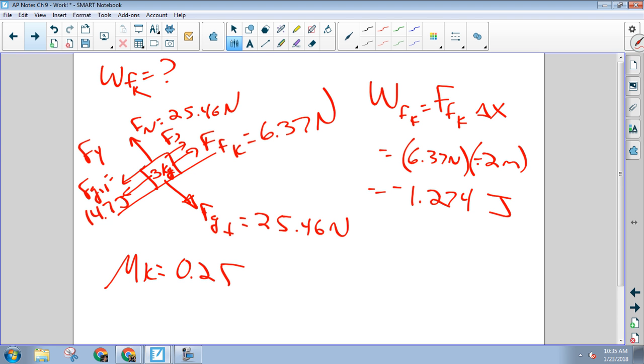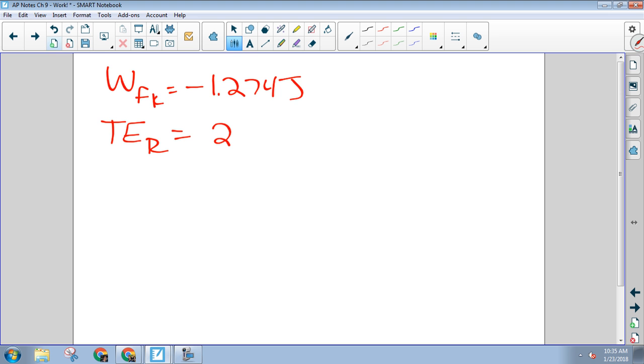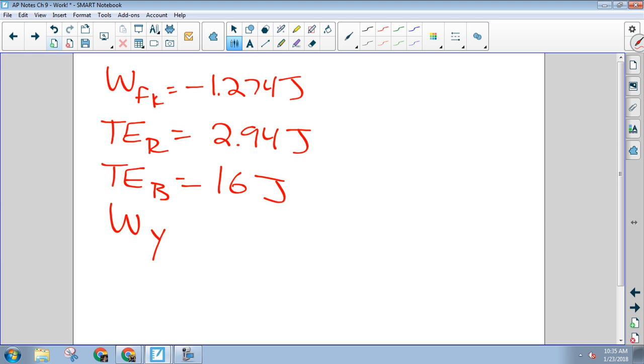All right, so here's what I mean about finding creative ways to use these equations. Let's kind of summarize the stuff that we know. We know that the work friction did is negative 1.274 joules. We know that the total energy in the relaxed state is 2.94 joules. And we know the total energy after we squish it at the bottom is 16 joules. And what we want to know is how much work you did.